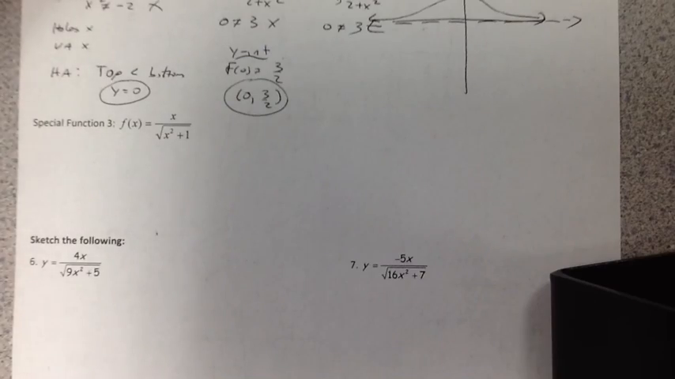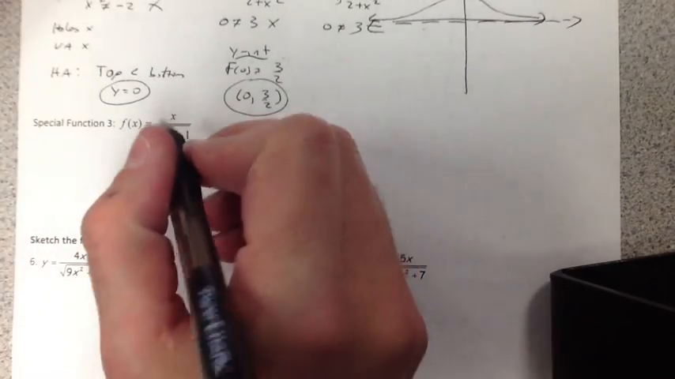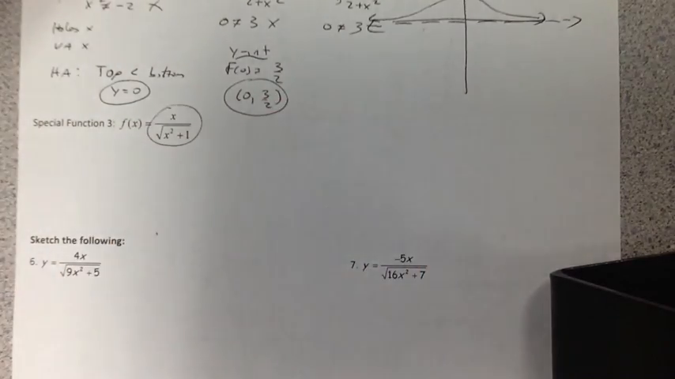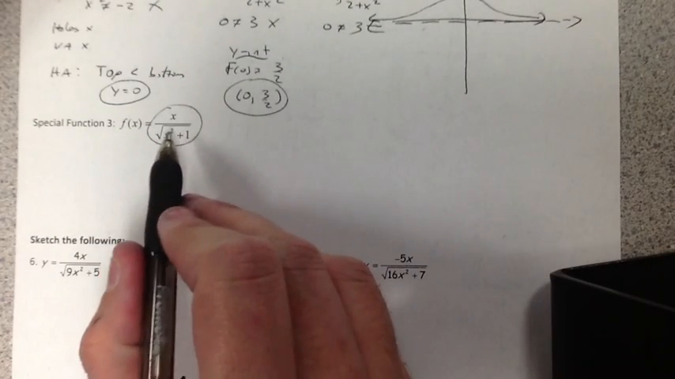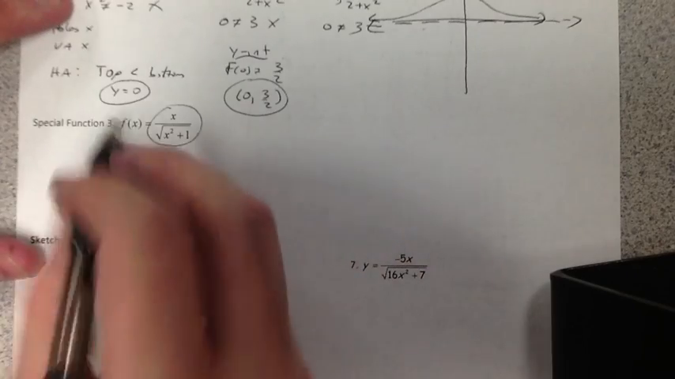Welcome to part 2. Now for part 2 we're going to take a look at a very special function. You're going to see this function quite a bit in calculus next year. So if we want to graph this function, it's x over the square root of x squared plus 1. We're going to start the same way.